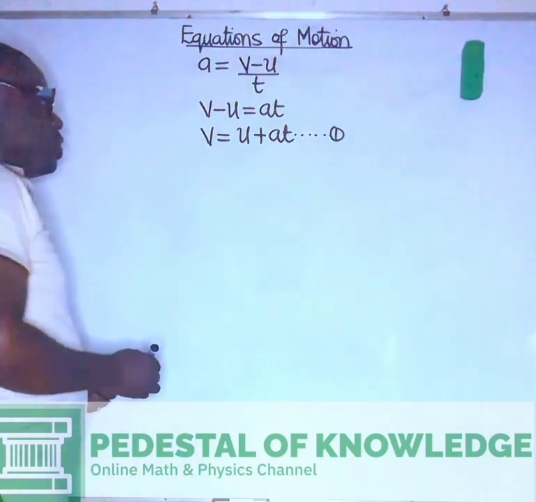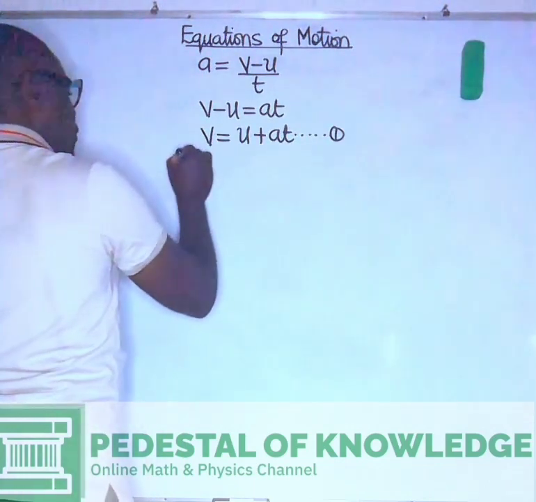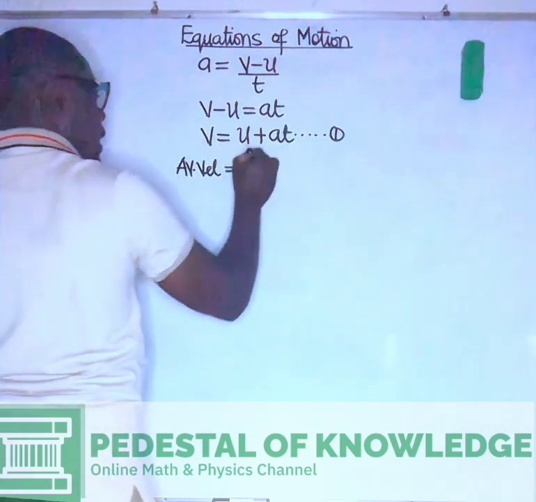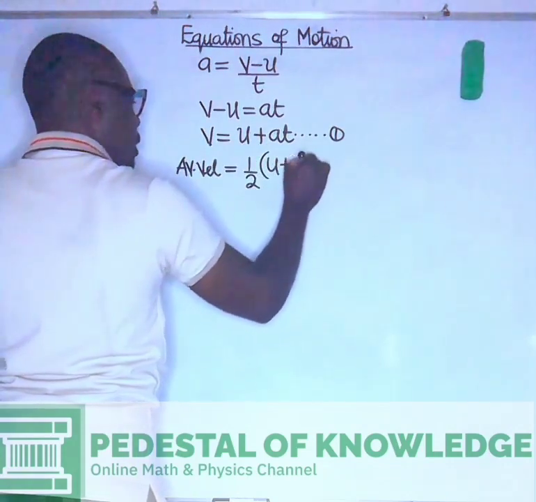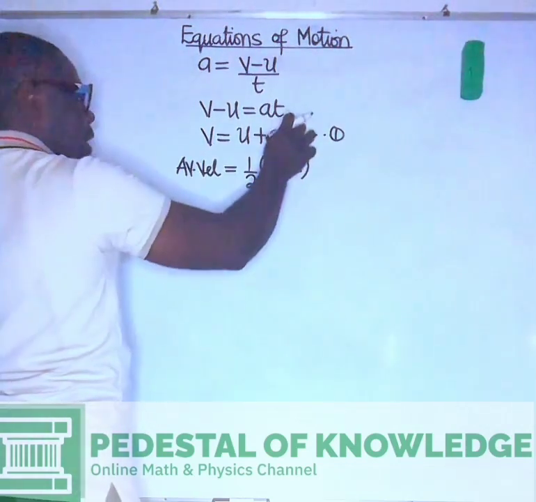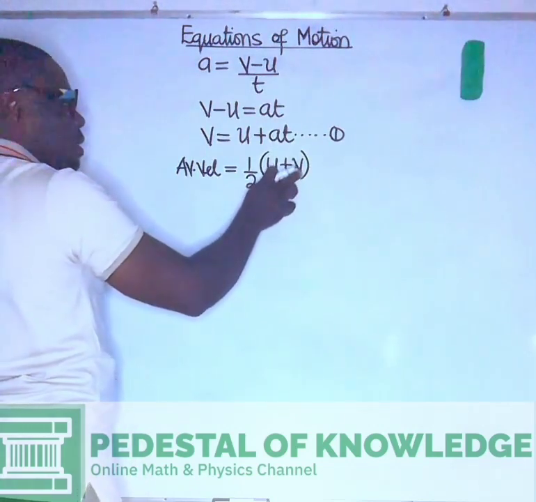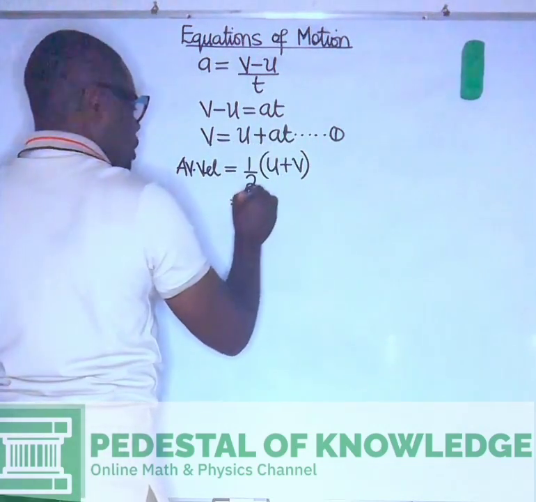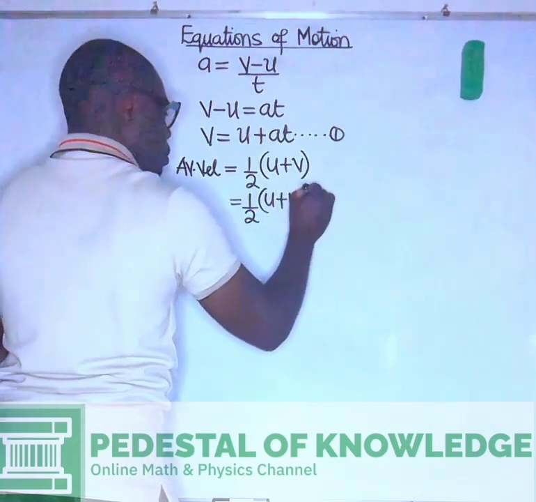Now, in the second equation of motion, we're going to look at the concept of average velocity. Now, the average velocity of a body is given by half the sum of the initial velocity and the final velocity. Okay, now we are going to substitute equation 1 into this equation. So, in other words, in this equation, anywhere we see v, we shall replace it with u plus at. So that means that average velocity is equal to half into u plus at.